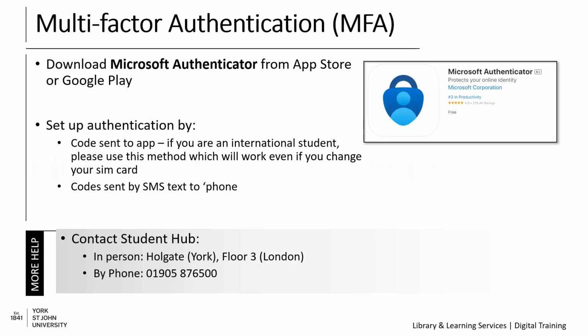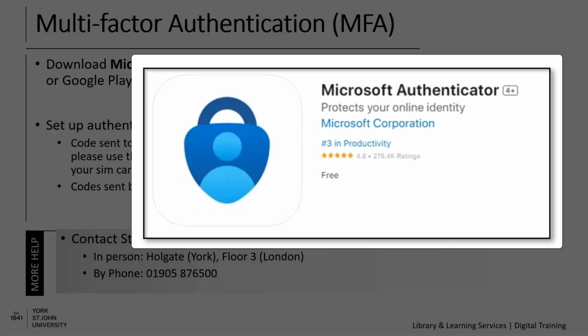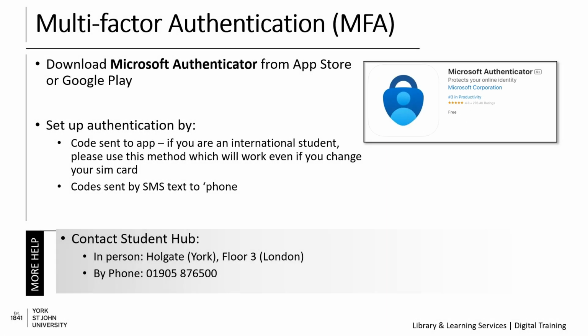When you log in from off campus, you probably need to use multi-factor authentication. This is best done using the Microsoft Authenticator app, which you can download from your App Store or Google Play Store. You can set this up so a code is sent to the app. This is the best option because it doesn't matter if you change your SIM card, the app will carry on working. An alternative is to use codes sent by SMS message to the phone. If you can't get multi-factor authentication set up, contact the Student Hub.